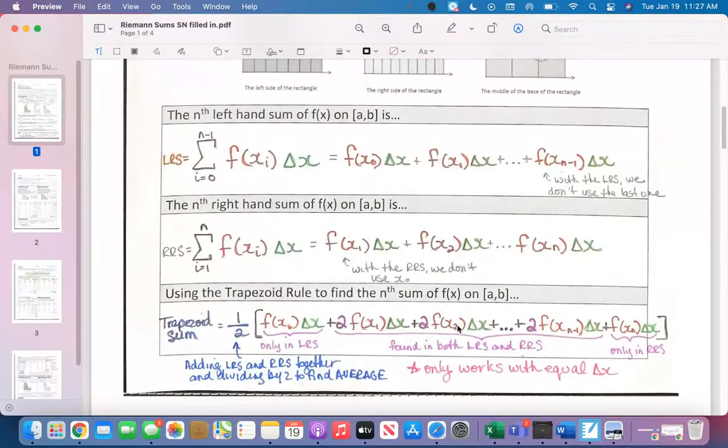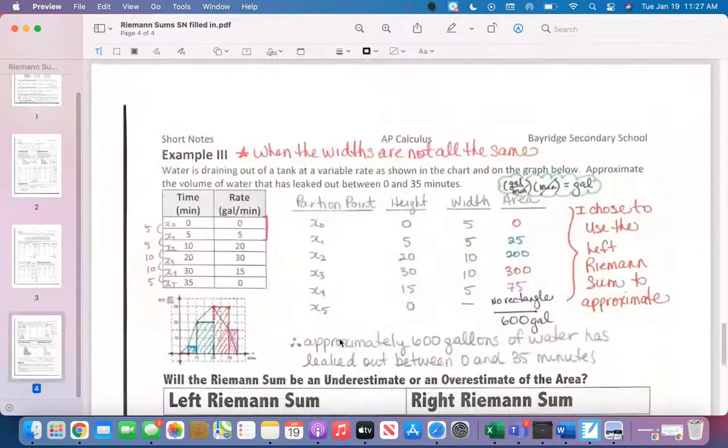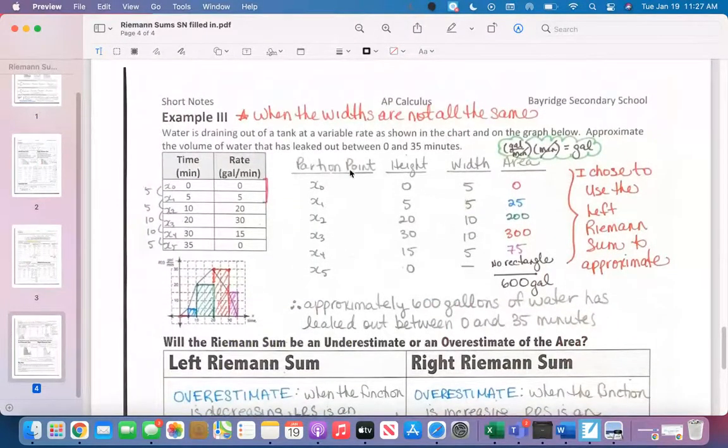These would not work in the same way because the delta x's are all different. Okay, so I just wanted to show you that you can still calculate Riemann sums when the widths are not all the same, but more commonly when we can, we do try to get those widths the same just to make the calculations easier.